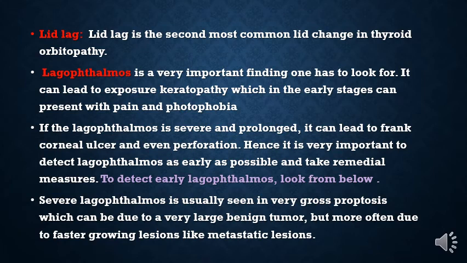Now coming to the lid lag and lagophthalmos. It is very important to differentiate between these two. Lid lag is when the upper lid does not follow the eye on down gaze. Lagophthalmos is inability to close the eyes completely. This is a video demonstrating the lid lag. You can see the upper eyelid of the right eye is not following the eye on down gaze. This is the lid lag.